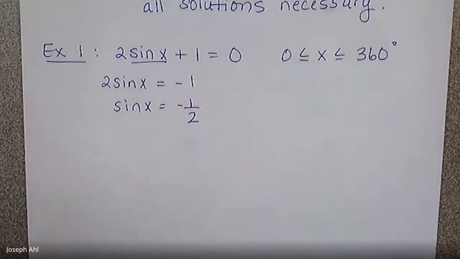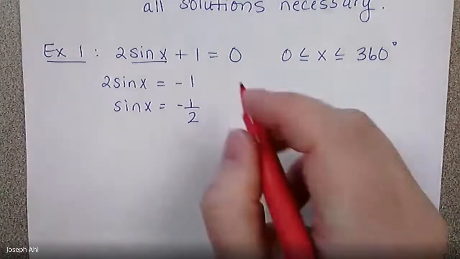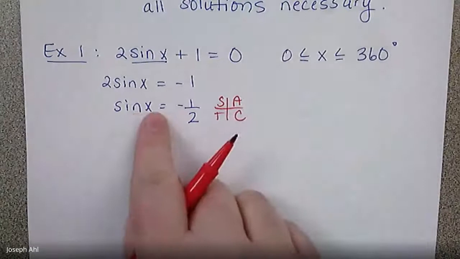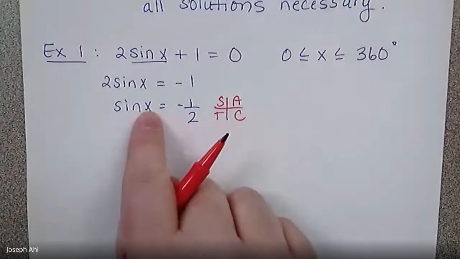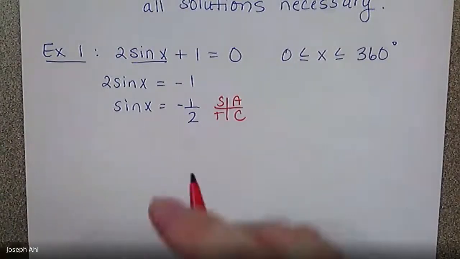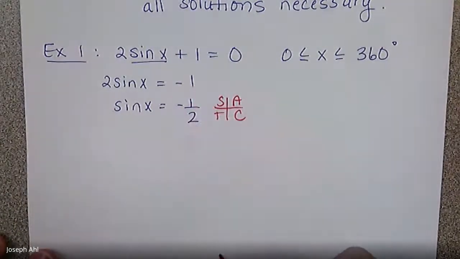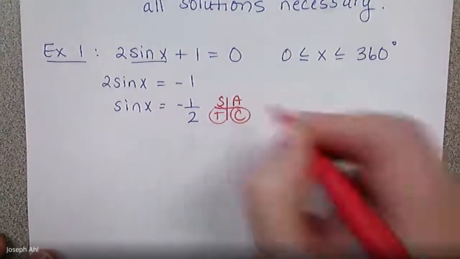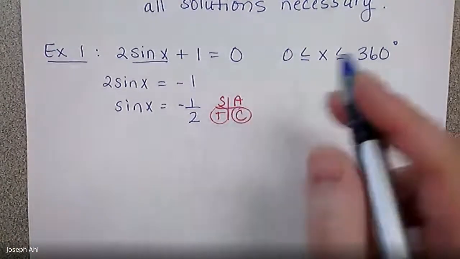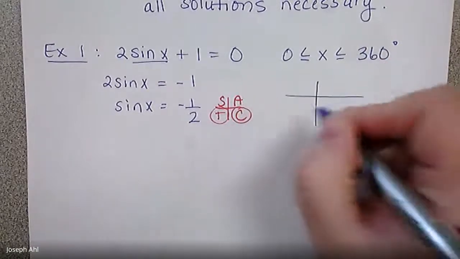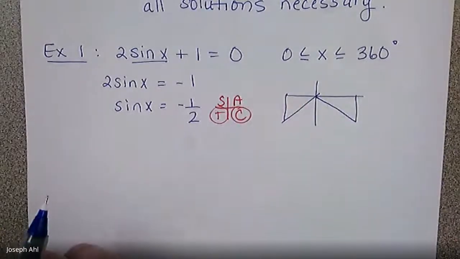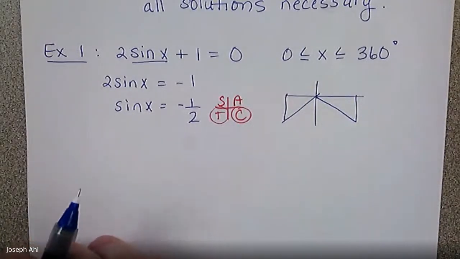Once sine is alone, jump right into all-star trig class to think about in which quadrants sine of an angle, because the answer is an angle, gives me the ratio negative 1/2. Which quadrants would sine give you a negative answer? Well, the quadrants where sine is negative are quadrants 3 and 4. Everything's positive in 1, and sine is definitely positive in 2. So I'm going to draw 2 triangles, one in quadrant 3, one in quadrant 4. It's the bottom half of the bow tie here.